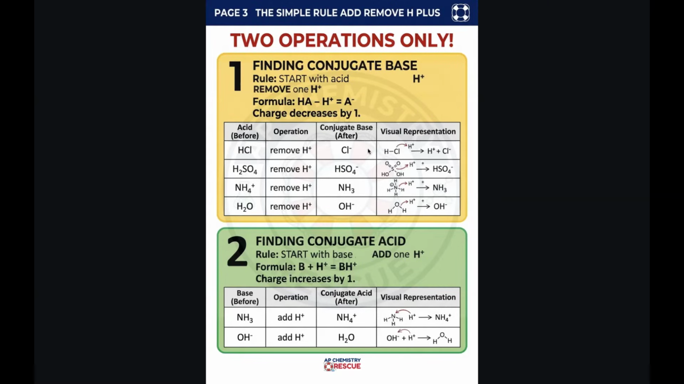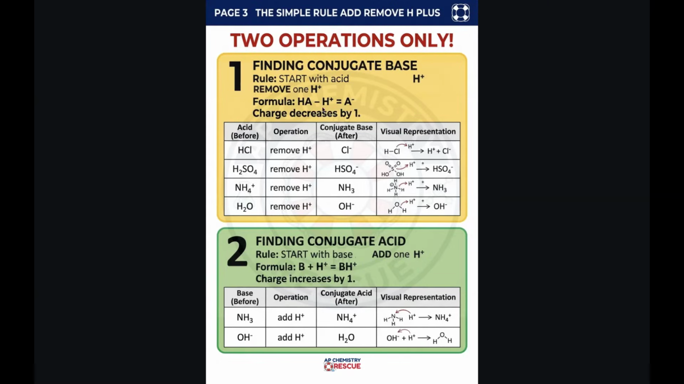So here it was 0, it became -1. Here +1 became 0. And this is 0 also, again it becomes -1. And every time you remove an H. So NH4 plus, ammonium, became NH3, H2O became OH minus. If I want to do the opposite, then start with the base and add one H plus.